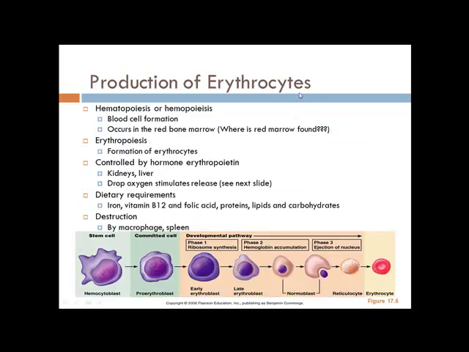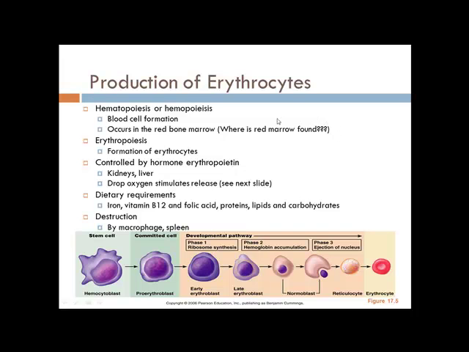So production of our red blood cells. The process is called hematopoiesis, or hemopoiesis. That is going to be blood cell formation in general. Production of red blood cells is called erythropoiesis. So hematopoiesis is formation of blood cells in general. Erythropoiesis, red blood cells specifically.